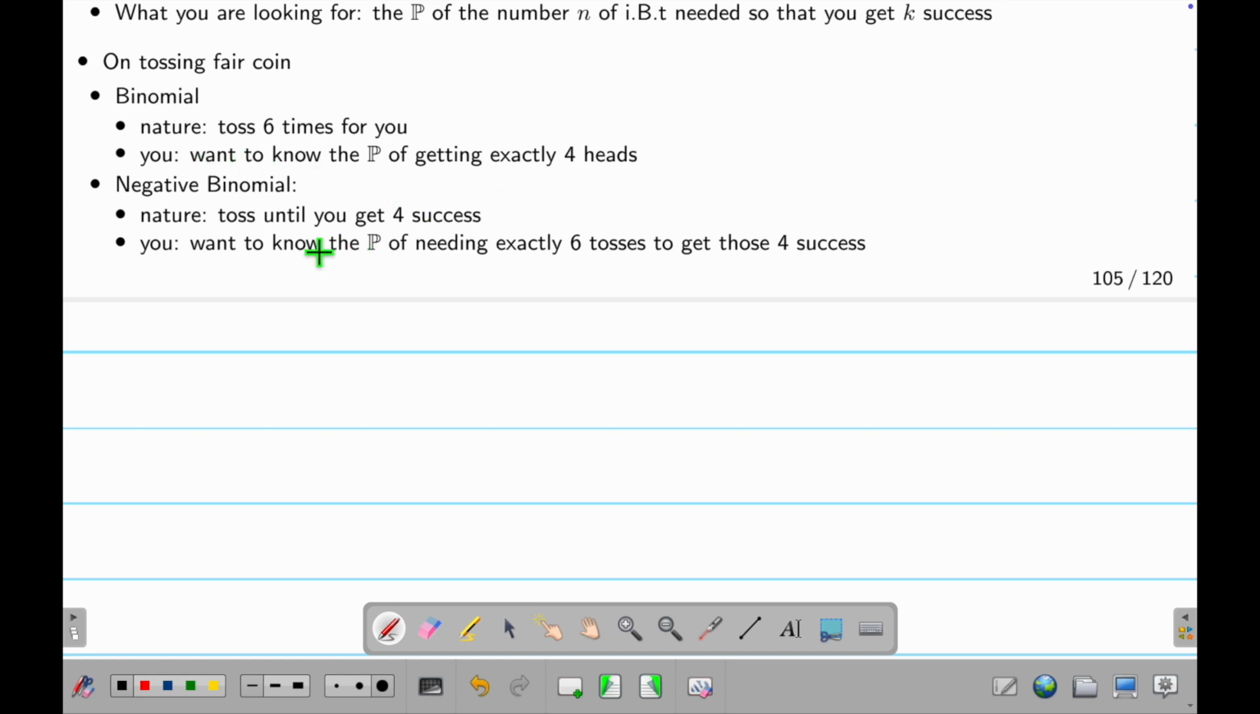What about negative binomial? Nature does not toss 6 times. Nature will tell you 4 successes, and you want to know the probability that you need 6 tosses to get 4 successes. Getting 4 successes can take 5 tosses, 7 tosses, 2,000 tosses, 2 trillion tosses, right? So it's different from this one. In this one, both 6 and 4 are fixed, but this one is not. So that's why it's different.